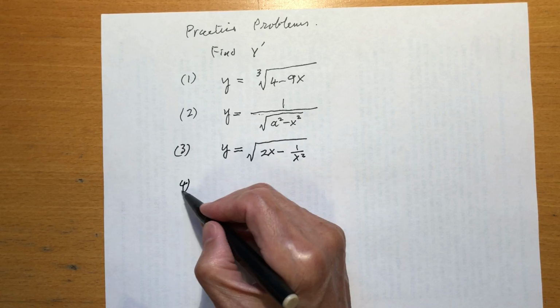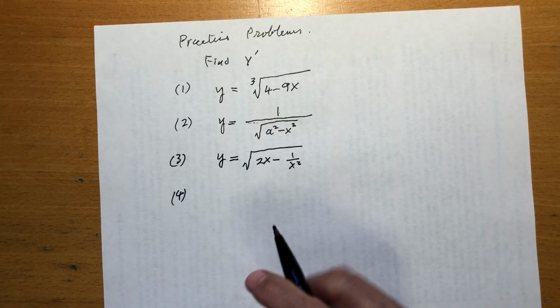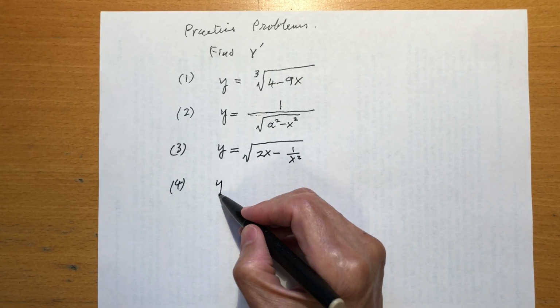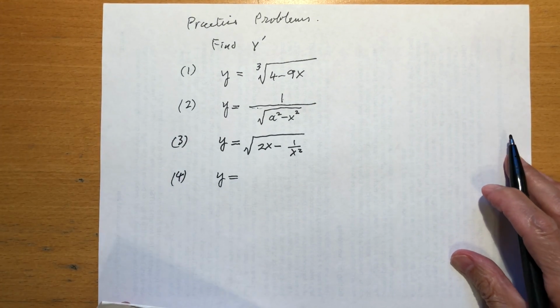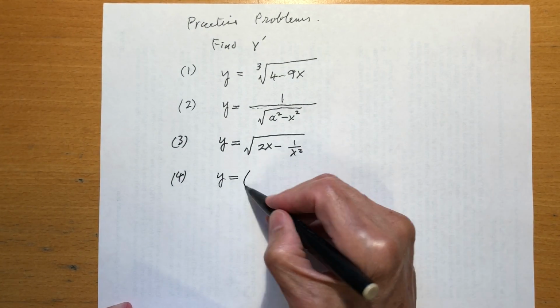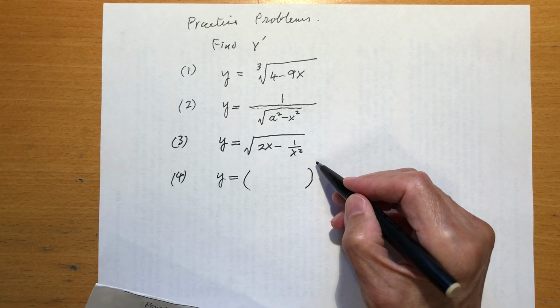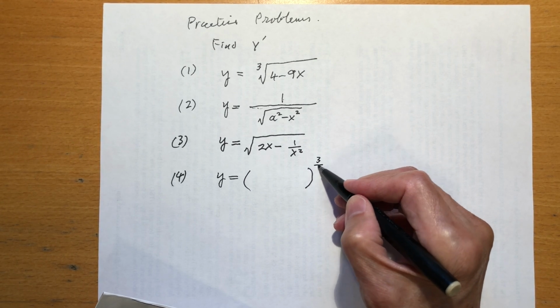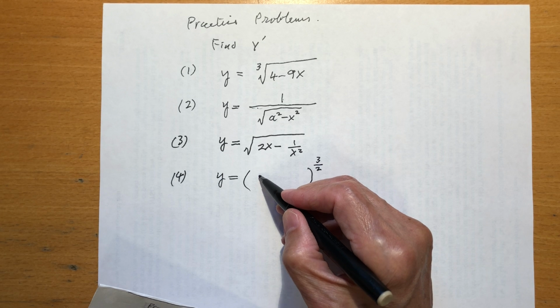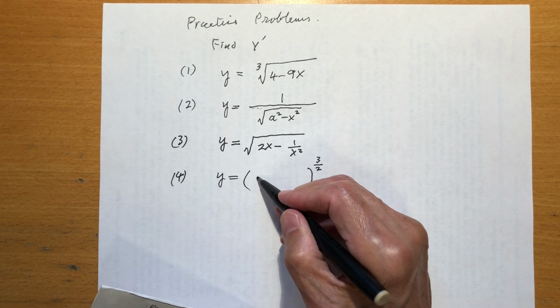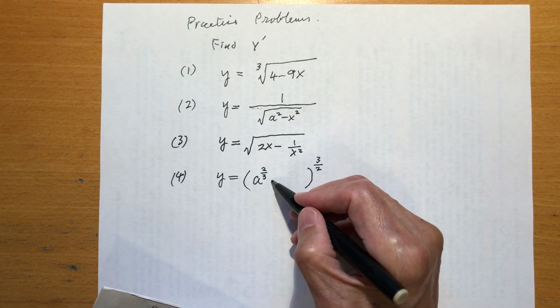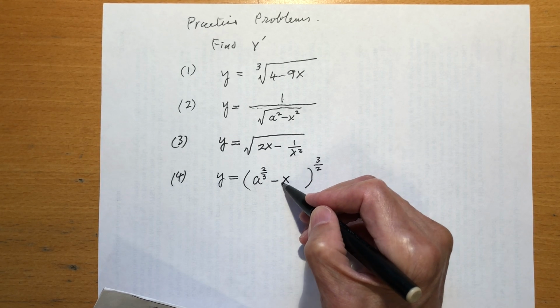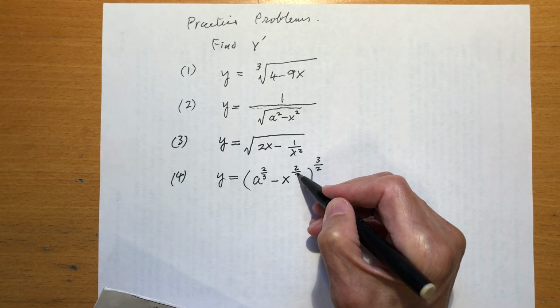So the next question is y equals a bracket goes to power 3 over 2, and inside the bracket it is a to the 2 over 3 minus x to the 2 over 3.